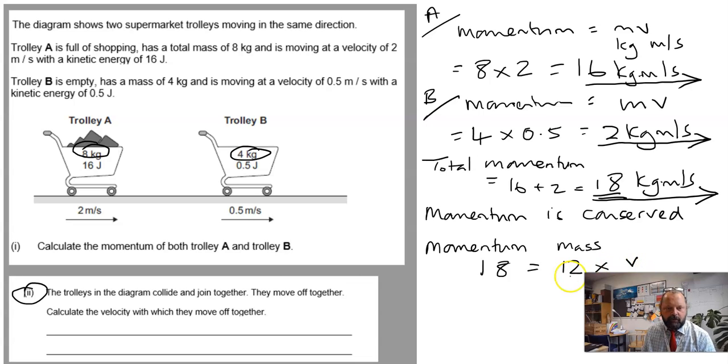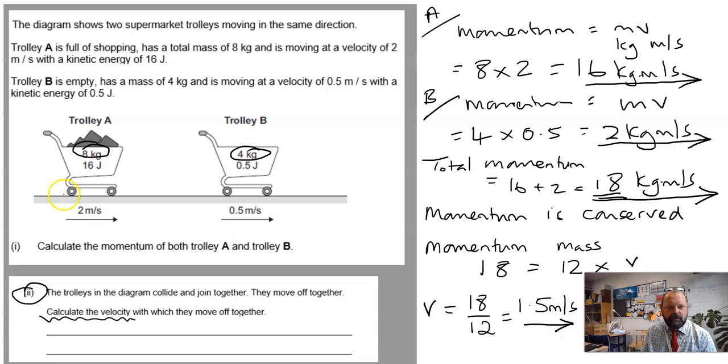Now we don't know the velocity, and that's what we're being asked to find out. So we're going to rearrange this equation to say that v will be 18 over 12, which equals 1.5 meters per second to the right.